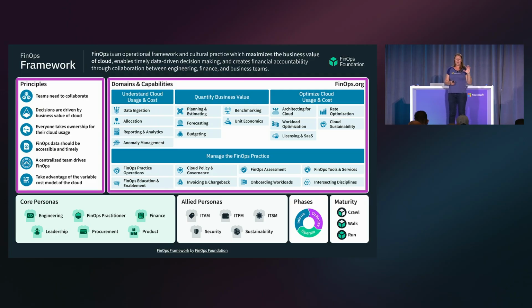The domains are the blue headings. They're the ones that we are trying to achieve ultimately. They're our goal. We want to understand our cloud usage and cost. We want to quantify the business value, optimize the usage and cost, and manage the practice of being a financial discipline in there as well. And then we break down underneath those domains into these various capabilities. Choose your own adventure, right?